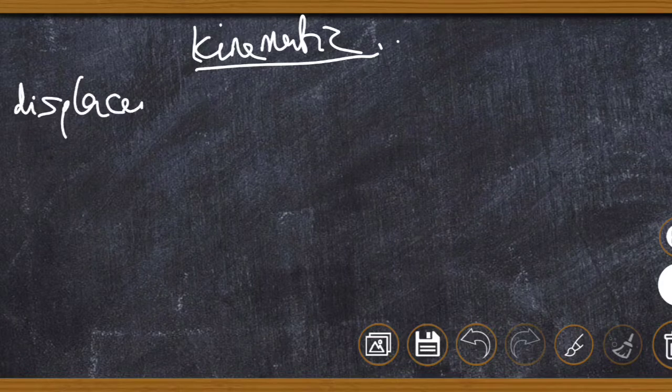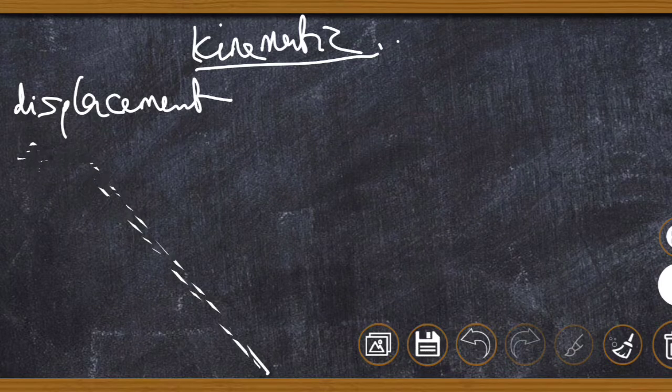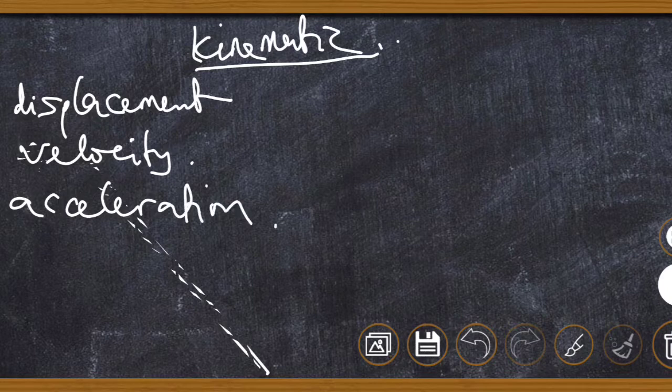The second thing is the velocity of the body. So we have the velocity of the body. The third thing is the acceleration of the body. All these things make up the kinematic study of motion.